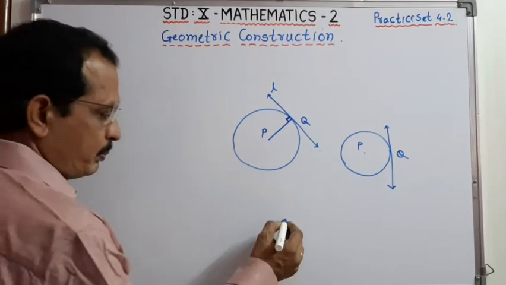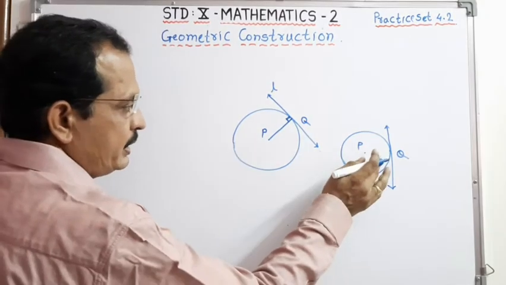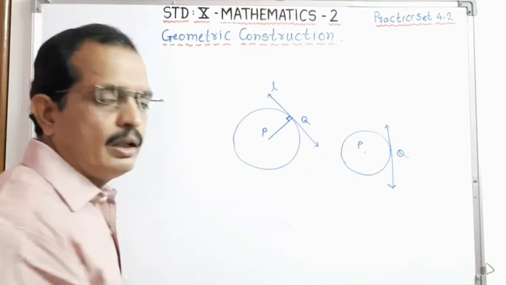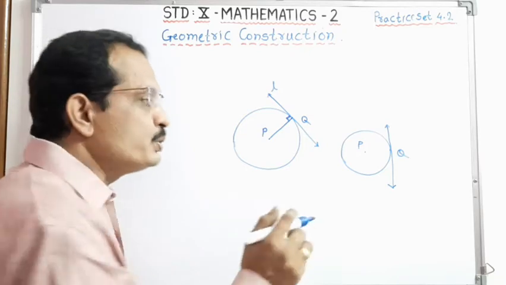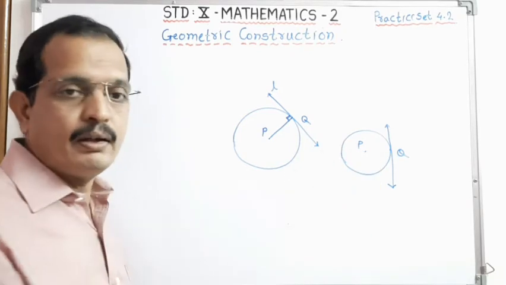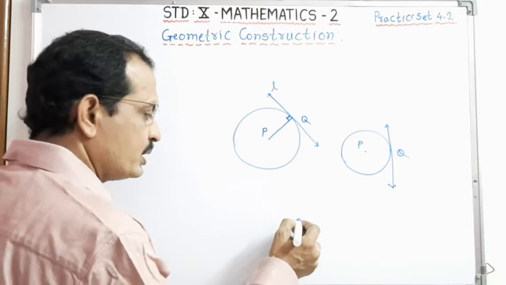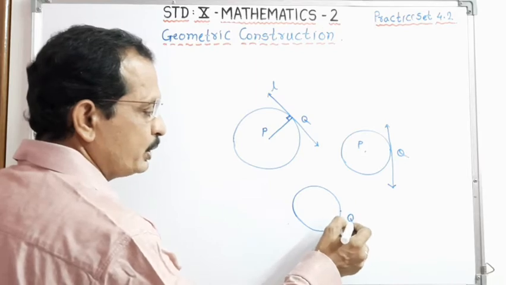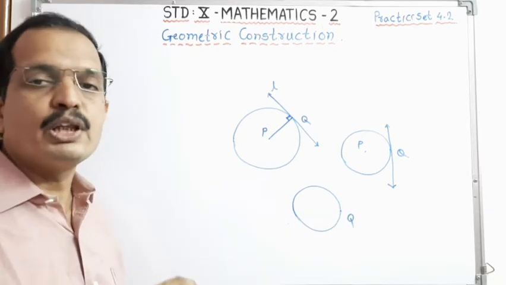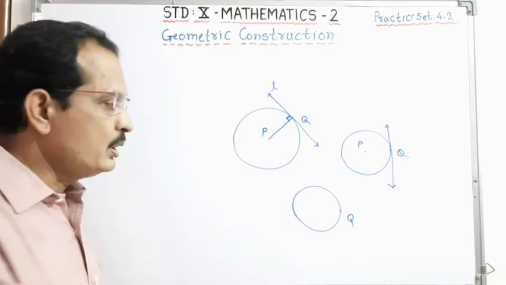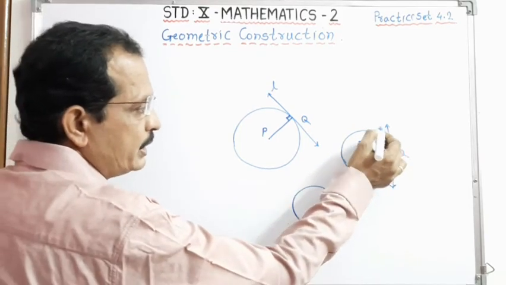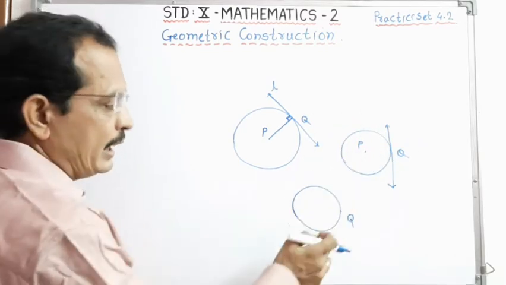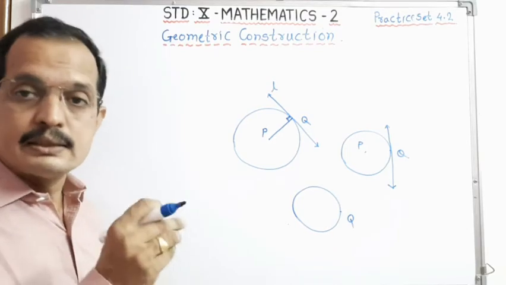Now the second construction. In this case there are two concepts. We have to construct the tangent by using the center of the circle, and another topic is to construct the tangent to the circle passing through the point Q, which is on the circle, but without using the center. Dear students, see the difference. Here in this construction we have to use the center of the circle to construct the tangent, and here we do not have to use the center.